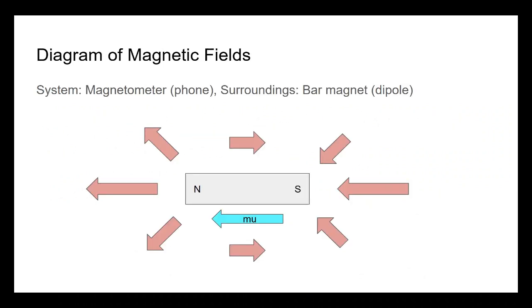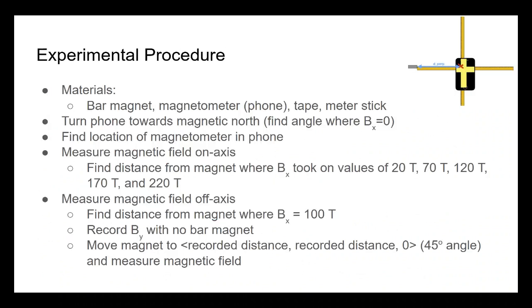So here we just have a very basic system, a little diagram. We notice that mu points from south to north, and then the rest are the approximate magnetic field lines at each observation point. In the experiment, we had a bar magnet, a magnetometer, which was on the phone, and then tape and a meter stick.